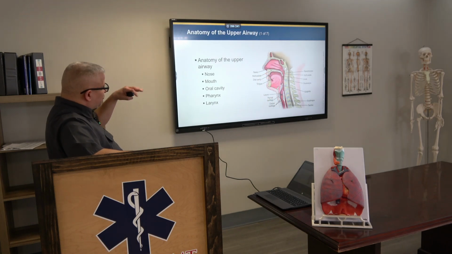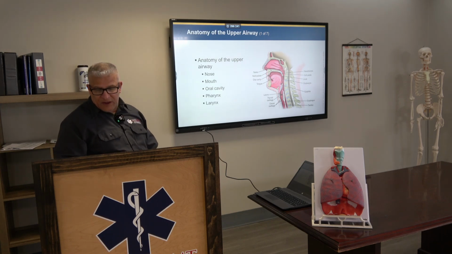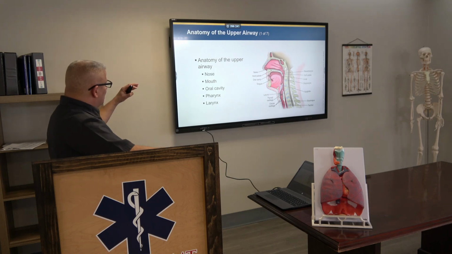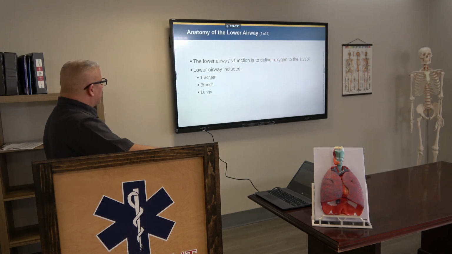So as we go, I'm just going to do a little bit of a review, a bigger picture so you can see. And this is on page 421 in your book. You can see the nose, the mouth, the oral cavity, the pharynx, and the larynx, which is, again, the voice box. The lower airway functions to deliver oxygen to the alveoli. And the lower airway includes the trachea, the bronchi, and the lungs.